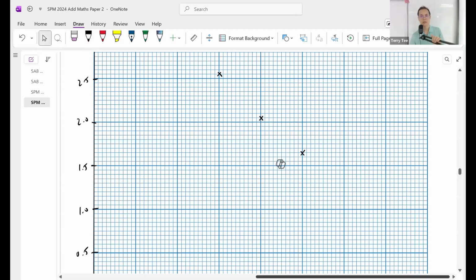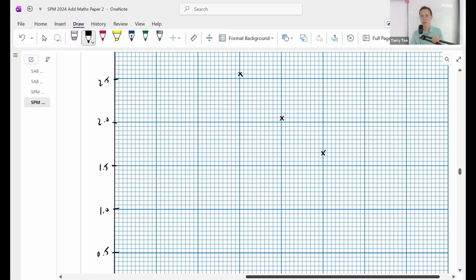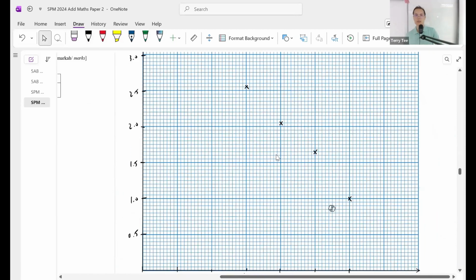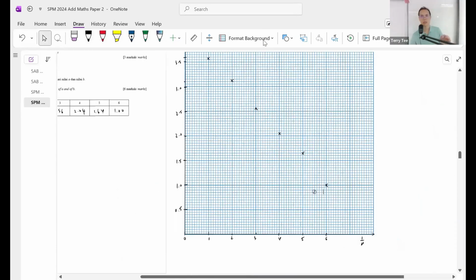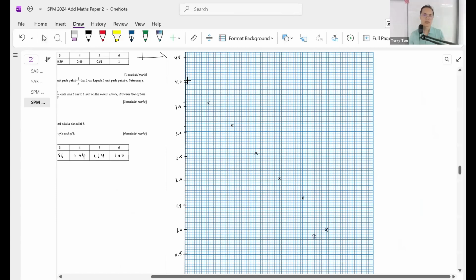Lastly, we have 6 and 1. Okay, I've got everything in place, right? I just have to draw. So here we can start anywhere. I guess my line may not pass through all the points, so just adjust the y-intercept around here.